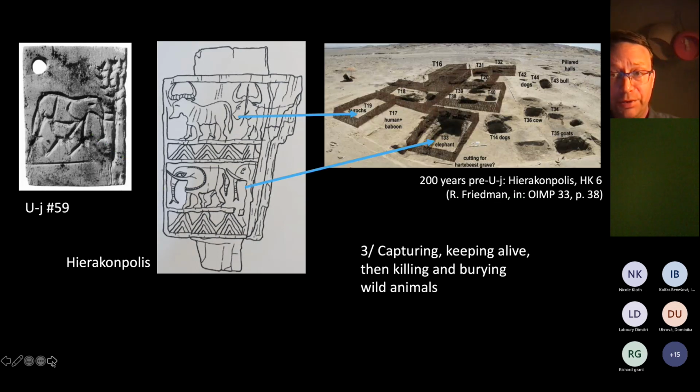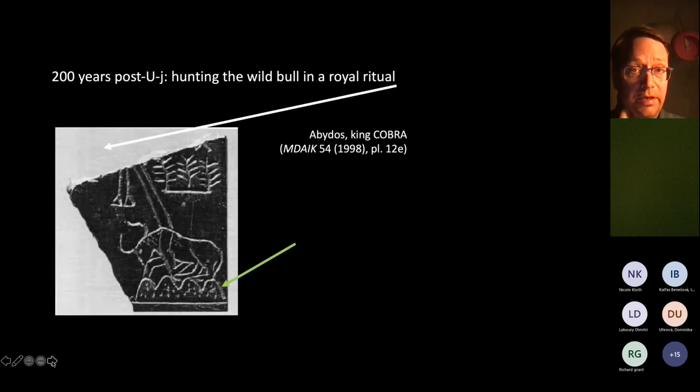And if you go 200 years pre-UJ, you have, of course, this famous cemetery in Hierakonpolis HK6, which attests to the capturing, keeping alive, then killing and burying of wild animals. And if we go 200 years later than UJ, you have this piece with the wild bull on the hills being lassoed by the now broken away king. So that it becomes part of a royal ritual of hunt.